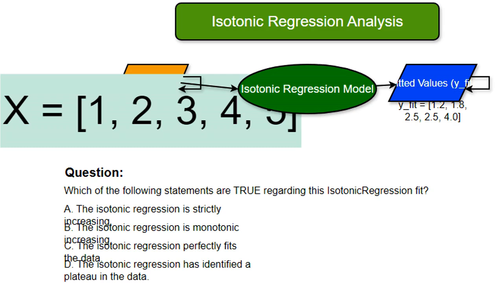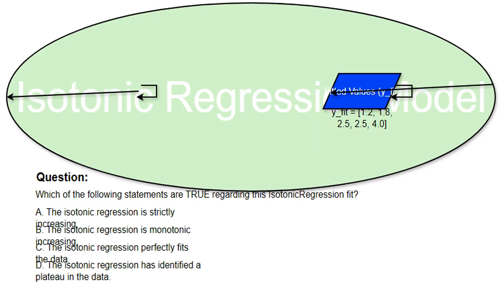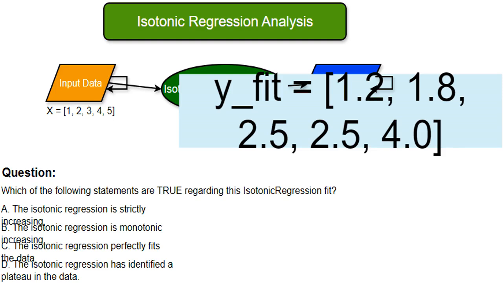I'm using scikit-learn's IsotonicRegression to build my model. This model helps me find the best fit among those that are monotonic, either always increasing or always decreasing. After fitting the model, I get these predicted values, y_fit. These are the model's predictions based on the input data. I'm asking you which of the multiple choice answers are correct based on my model's predictions.